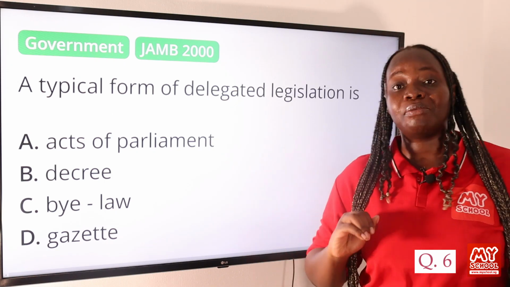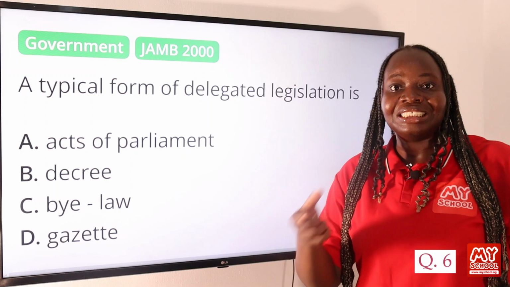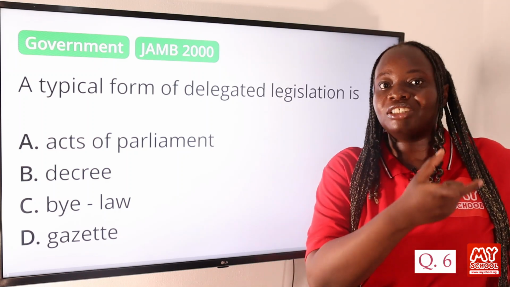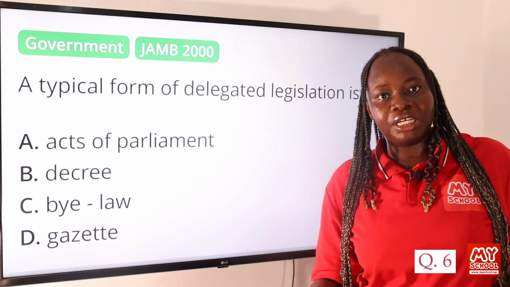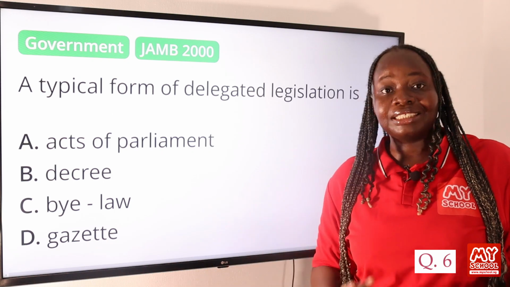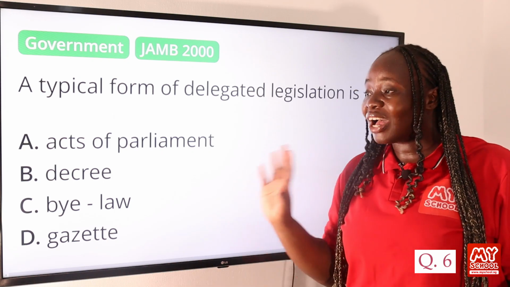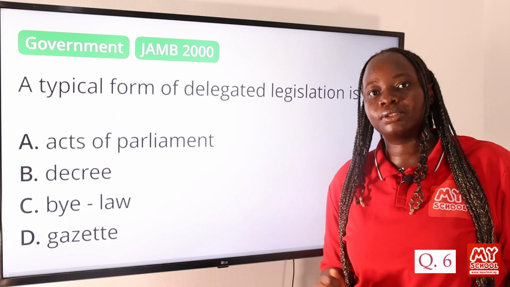Okay, so Act of Parliament is actually primary legislation. This is actually the laws that are made by the legislature itself. Decrees are laws made by military governments. Then Gazette is not a type of law. So our answer to this question is option C, bylaws.